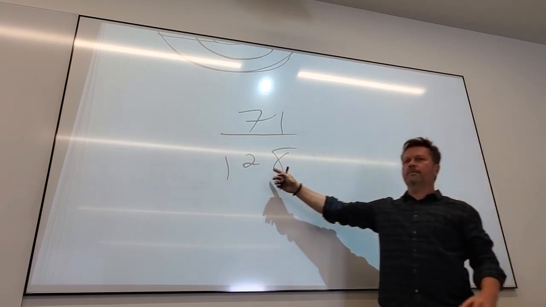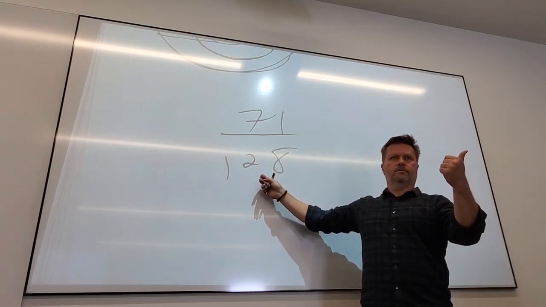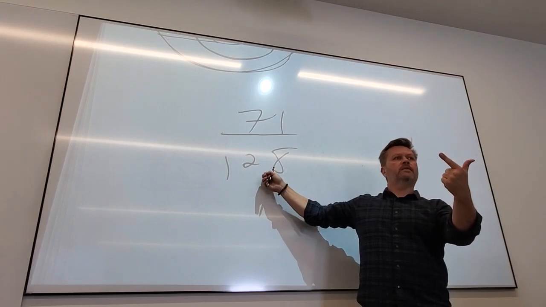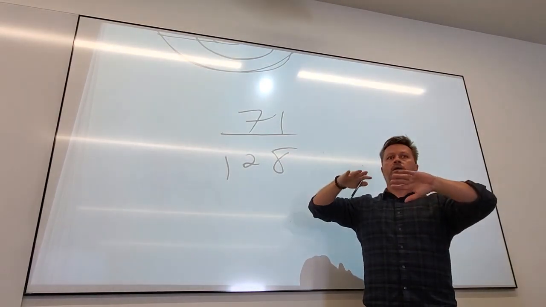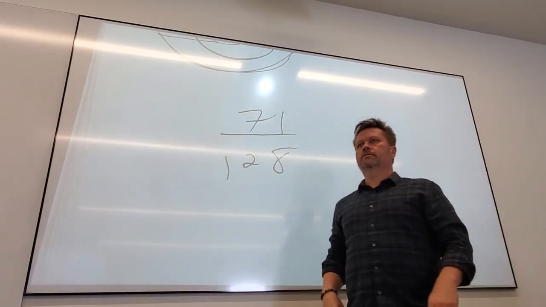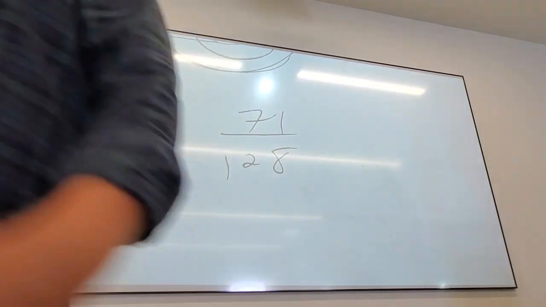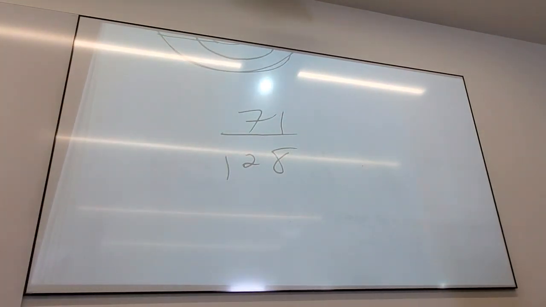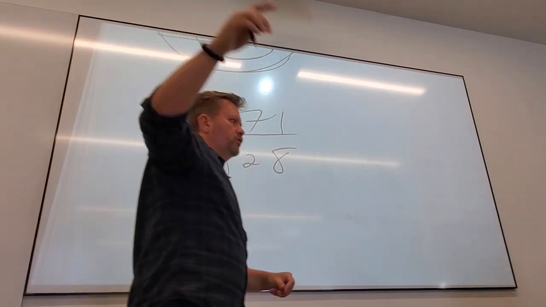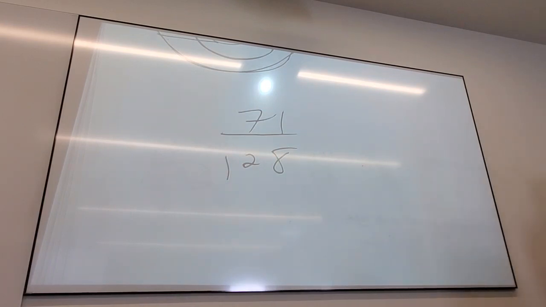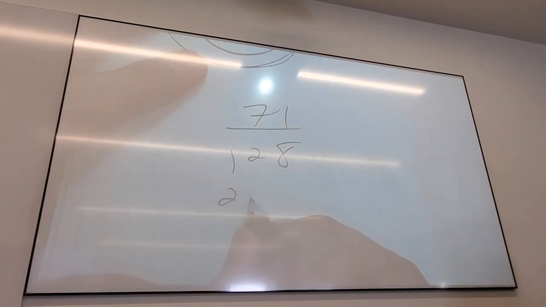I got to know if the bottom has anything that's not a 2 or a 5. If the bottom has something that's not a 2 or a 5, it won't be terminating. It'll actually have some kind of repetition to it. So how do I tell? I can't tell right now because 128's all together, so let me just pull that apart. 128 is 2 times 64, is that cool?